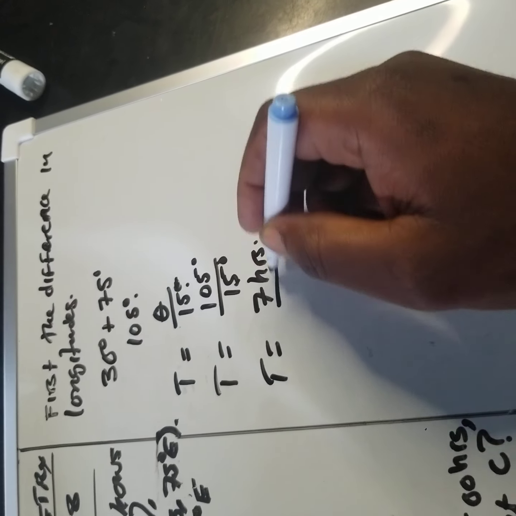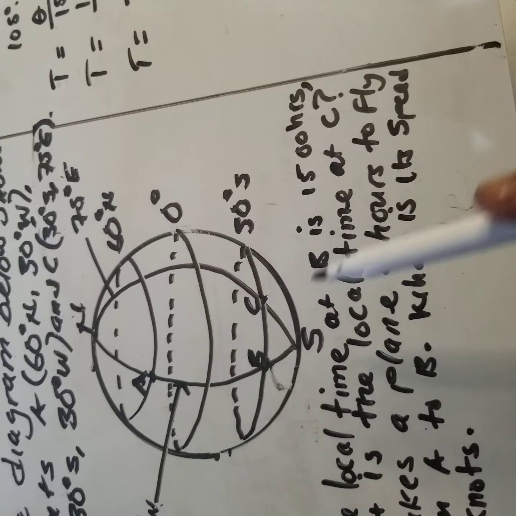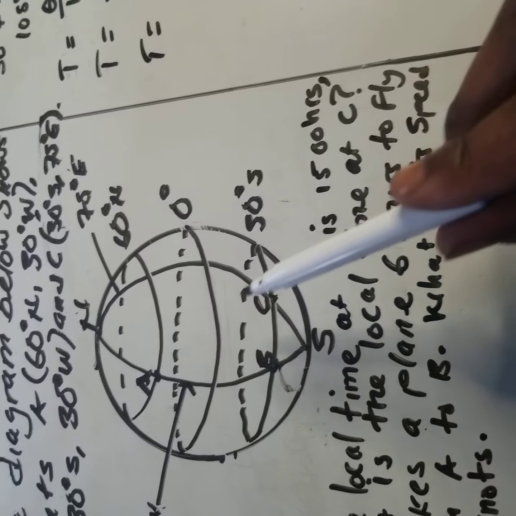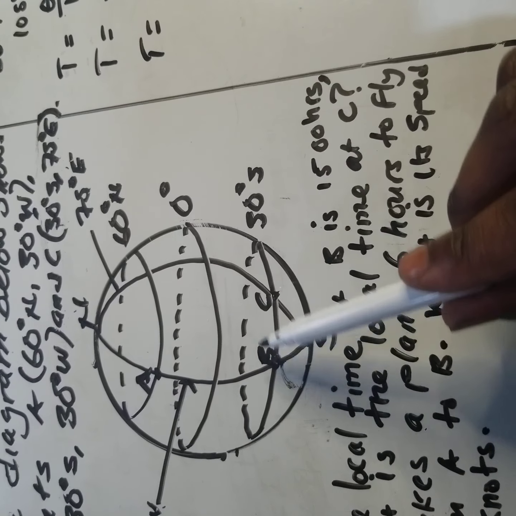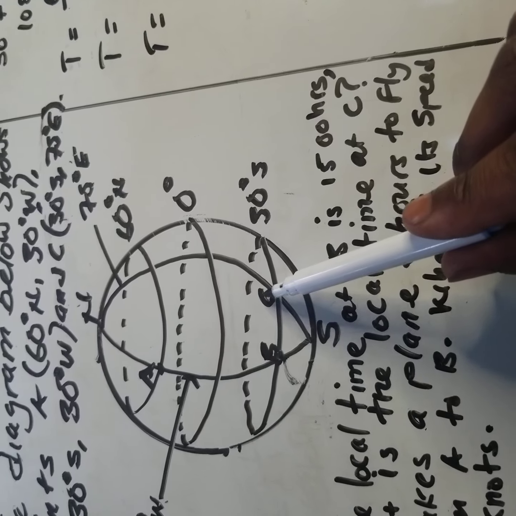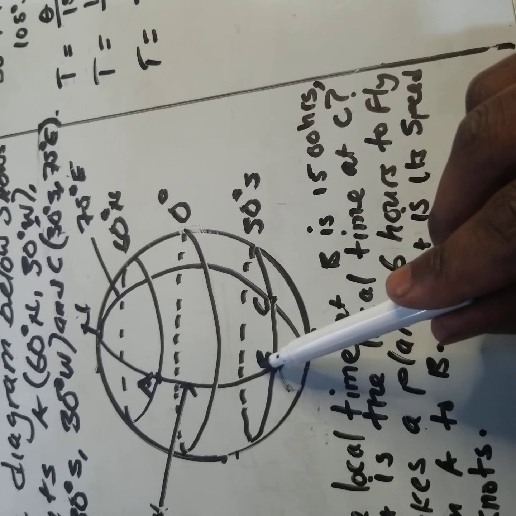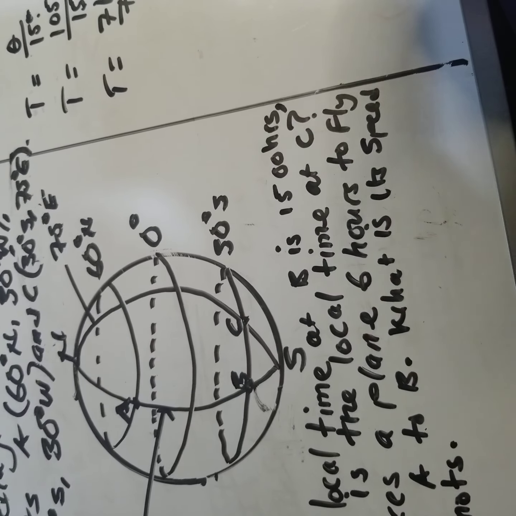Now, this is not the final answer. The thing I should bear in your mind now is the issue of direction. B to C, what happens? C to B, what happens? When you are moving from B to C, you add the time. C to B, you subtract the time. So B to C, you add the time.